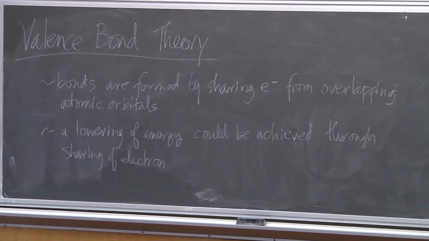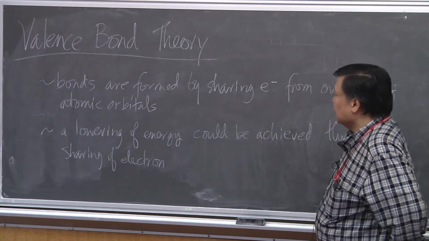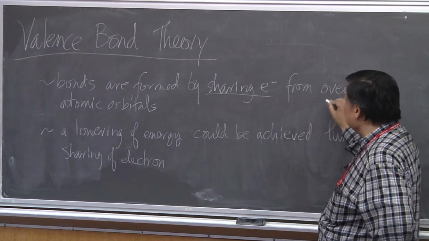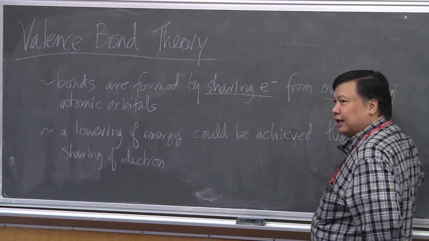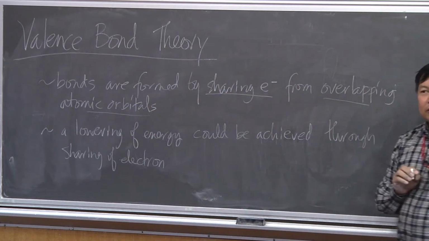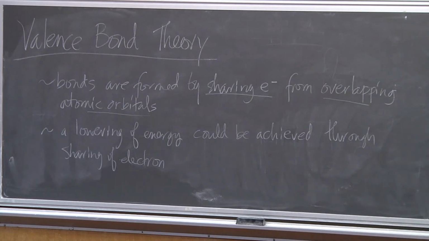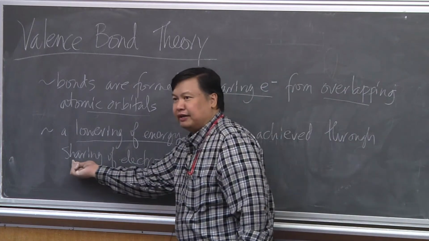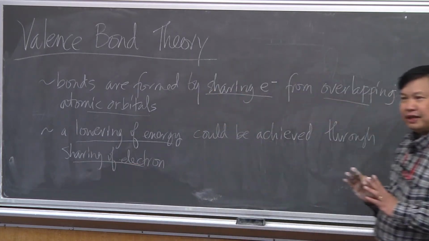So there are two premises to the valence bond theory. One, the sharing of electrons happens between overlapping atomic orbitals. I'm going to pinpoint that in a little bit, but that's the key word there. So: overlapping atomic orbitals. The second part of the definition says that when these overlap, the energy goes down and it becomes more stable. So the lowering of energy when you start sharing electrons. Those are the key words there.